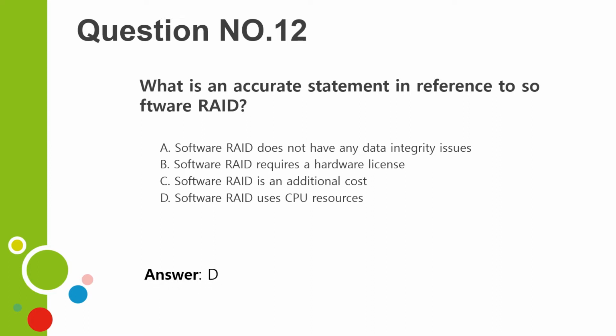Question number 12. What is an accurate statement in reference to software RAID? A. Software RAID does not have any data integrity issues. B. Software RAID requires a hardware license. C. Software RAID is an additional cost. D. Software RAID uses CPU resources. Answer, D.